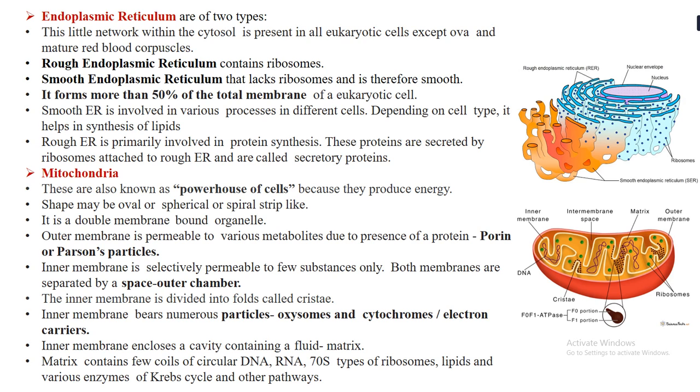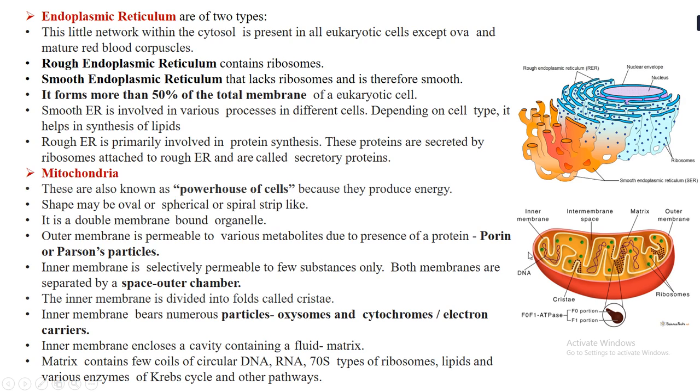As you can see here in the picture, mitochondria is a double membrane bound organelle, and its shape can be oval, spherical, or a spiral strip like. As I said, they are involved in aerobic respiration. They are called the powerhouse of the cell. They are the ones that are responsible for producing energy, so they are known as the powerhouse of the cell.